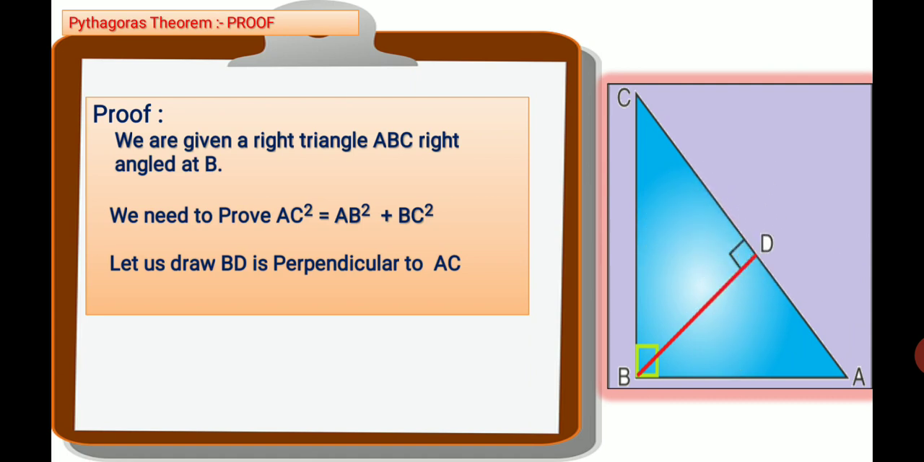Now there is a proof. What is the proof? We are given triangle ABC, right angle at B. Then we want to prove that AC square equals AB square plus BC square. Now we draw the perpendicular from B to the hypotenuse AC at D. So BD is perpendicular to AC.